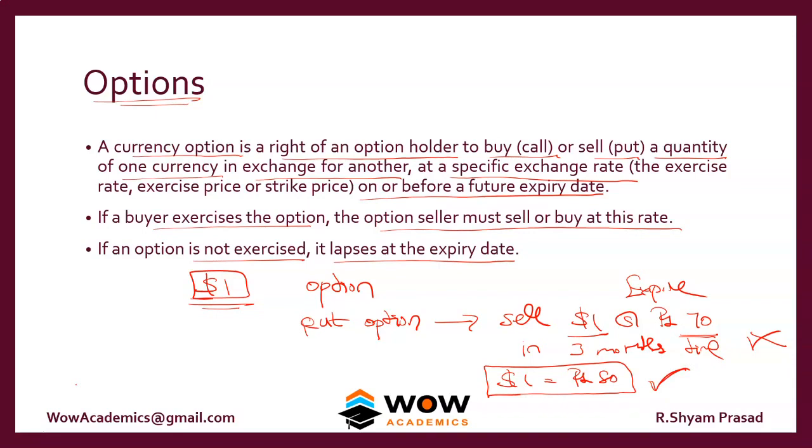So this is how the market works. But to get this option, you have to pay something called an option premium. An option premium is the cost to buy this option.